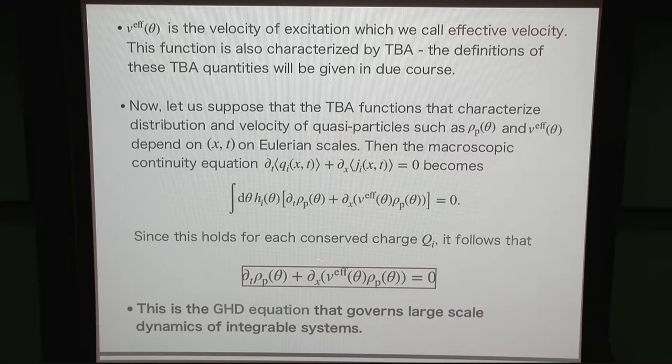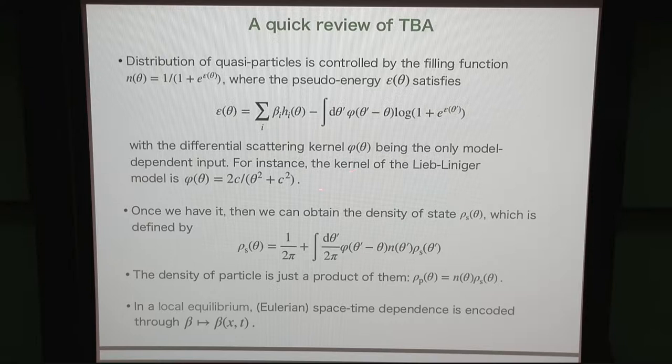Okay, so now we need a bit of TBA. So let me go quickly. TBA is basically about the distribution of the quasi-particles in equilibrium, and it can be controlled by the quantity called the filling function, defined in this way, where the pseudo-energy satisfies this integral equation. And here, the only model-dependent input is the differential scattering kernel. For instance, it looks like this for the Lieb-Liniger model.